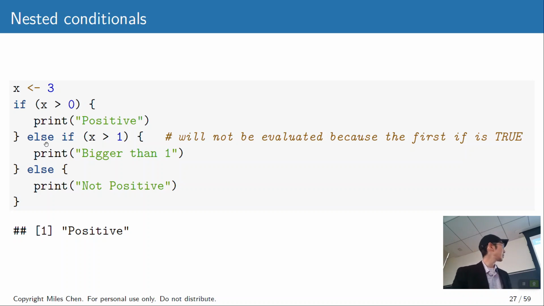And this will only get looked at if this statement is false, right? So this else if x greater than 1 will only get executed if x greater than 0 is false, okay? And so this statement will never get evaluated because there's no situation where x is greater than 1 and this thing is false, right? X greater than 0 will never be false, and this will be true. So this line, bigger than 1, will never get executed according to this code.